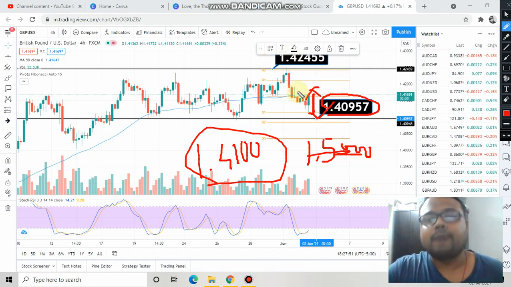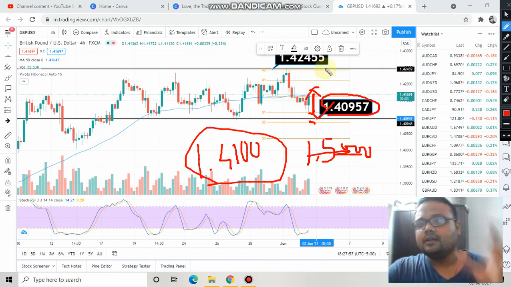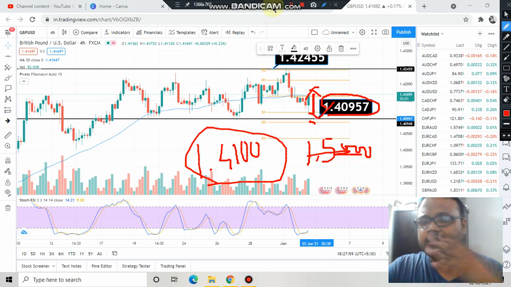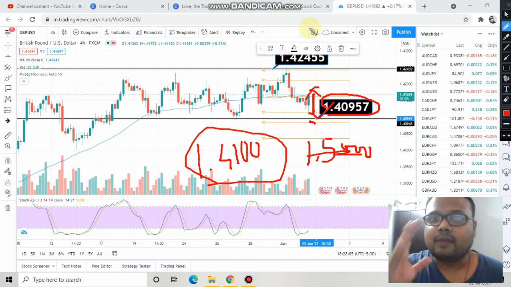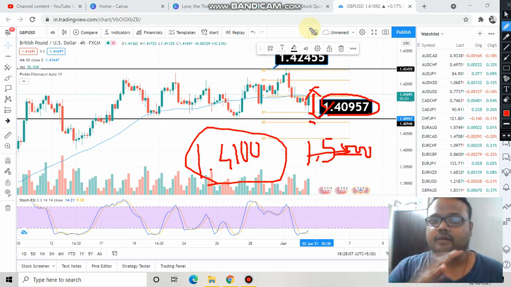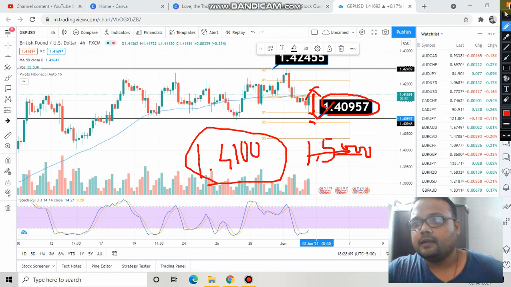Market has gone up too much. Your risk to reward ratio will not match. The stop loss is below this level, so opportunity is gone right now. Okay, if you have purchased, then well and good. Otherwise, wait for the market to give you the second opportunity. Okay, that's it. Hopefully you have understood.